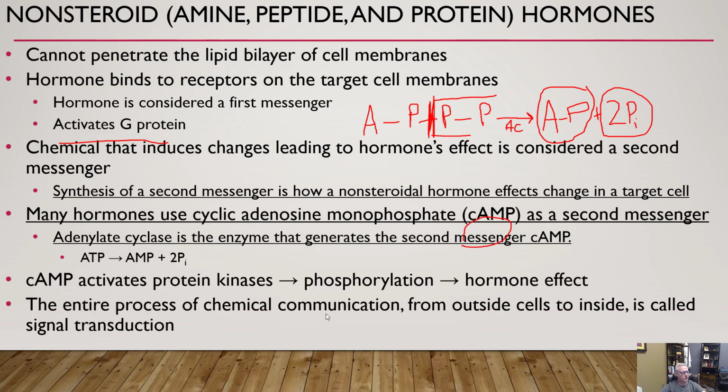All right, and I realized that I kind of forgot one bullet point. I never finished the slide, so I just added in this bullet that cyclic AMP activates protein kinases, which leads to phosphorylation, which leads to the hormone effect. And then just remember that this entire process is called signal transduction.